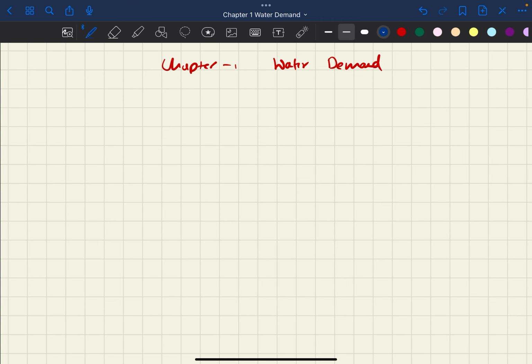First of all, we should know what is water demand. Water demand implies water quantity estimation. This is water quantity estimation, and this is the quantity that is required for municipal use.